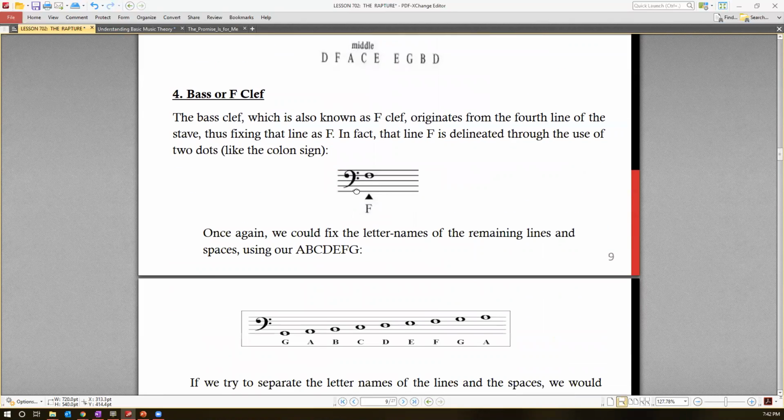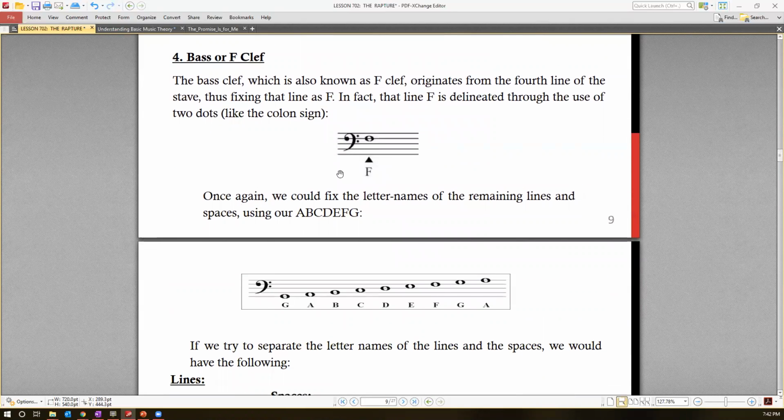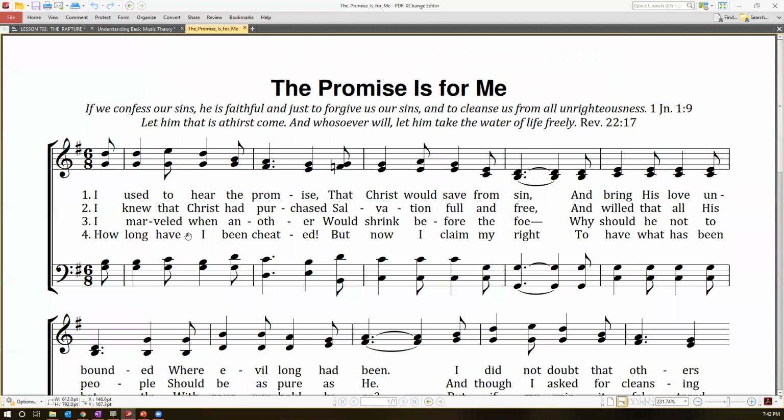Okay, so we're going to go to the second common clef. Remember, the first common clef is the treble clef, and the second common is the bass clef. In the sheet music I have here, that's our treble clef, and that's our bass clef. Ignore the other symbols. We'll get to that later on. If you see a treble clef, it will always be wrapped around the second line from the bottom. Now we're going to talk about the bass clef.